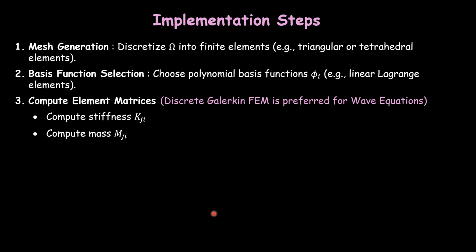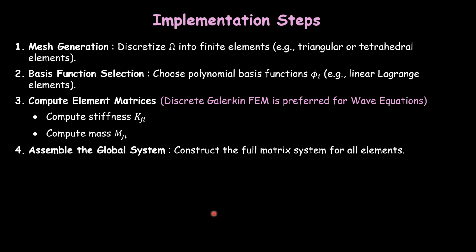For Maxwell equations, discontinuous Galerkin finite element methods are preferred for wave equations. For a continuous Galerkin, you are assuming that your basis functions are smooth at the different nodes of the finite element mesh. Whereas for the discontinuous Galerkin, you have independent basis functions for each element, so there could be some discontinuities at the different nodes of the finite element mesh. And so your stiffness matrix size will be different for the same element between the continuous Galerkin and discontinuous Galerkin approaches.